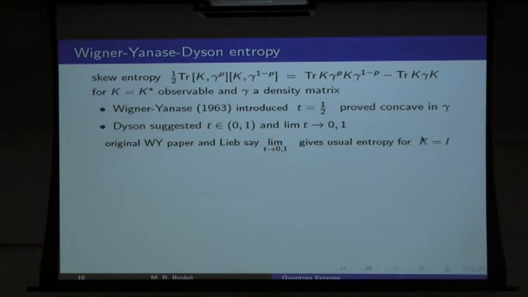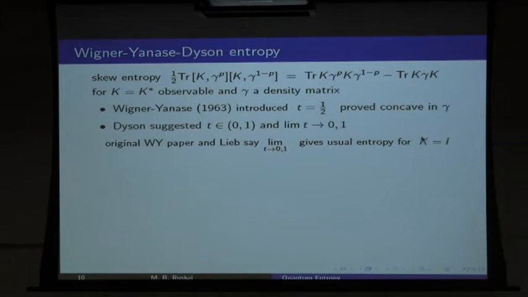So Wigner and Yanase wanted some measure of what they called skew information with respect to an observable K and a density matrix. And so they defined the skew information, the trace of the commutator of K and gamma to the P. They actually did square root and K of gamma. And you work this out. This is K, gamma to the P, gamma to the 1 minus P, minus a linear term. And for t equal to 1/2, they were able to prove concavity, simply like for the normal entropy. And Dyson said, well, you know, why stick with 1/2? You can use any t, oh, I have p here, should have been changed to a t, in 0 and 1.